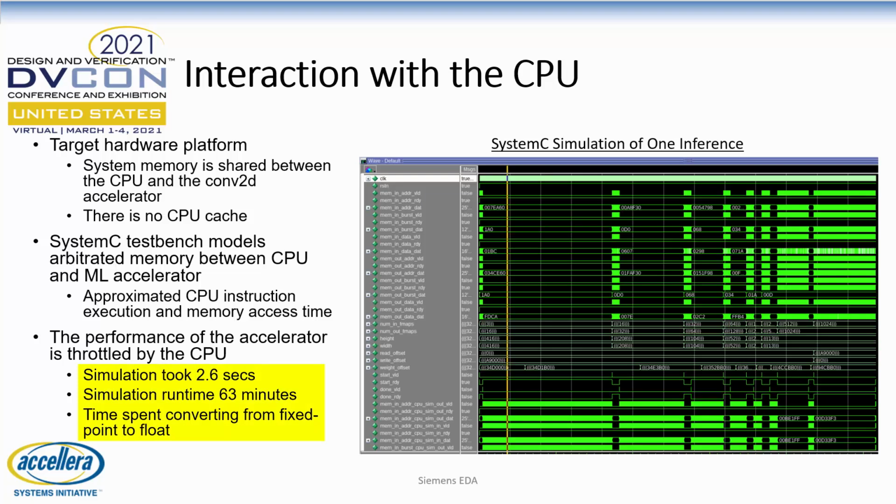The pre-HLS simulation took approximately 2.6 seconds to perform a single inference, and the simulation runtime was approximately 63 minutes. For this example, the delays that were modeled in the test bench for the CPU were related to the time required to convert from a fixed point to floating point implementation.